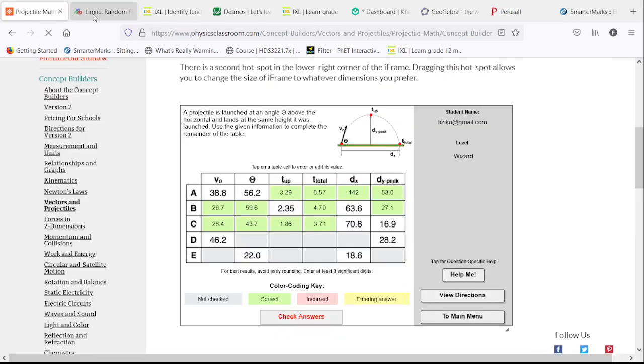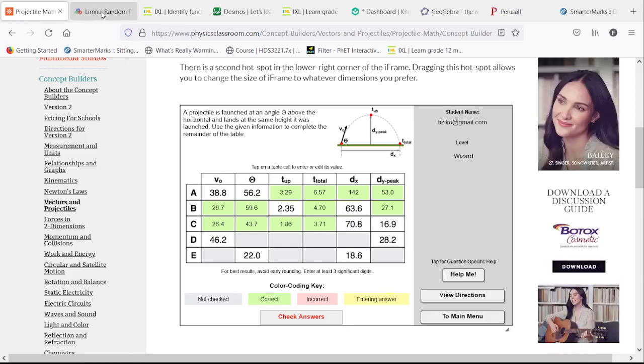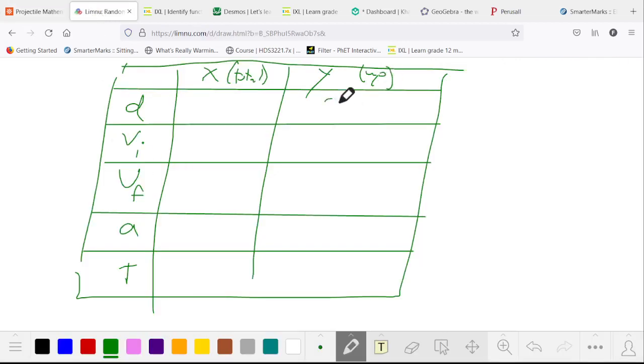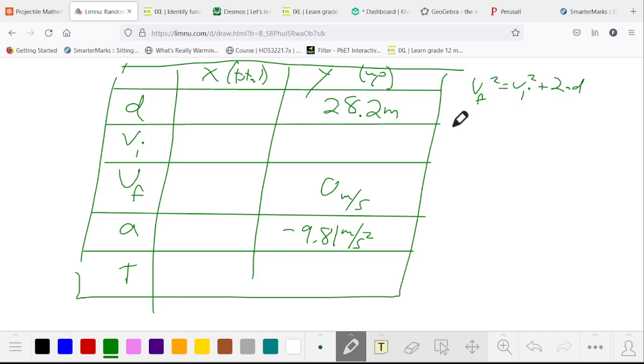We know our V0, and we know our delta y. So the distance here is 28.2 meters. We know our final velocity is 0 meters per second. We know our acceleration is negative 9.81 meters per second squared. We have three pieces of information. That means we could find the other two. So we could find Vi using the equation that does not involve time.